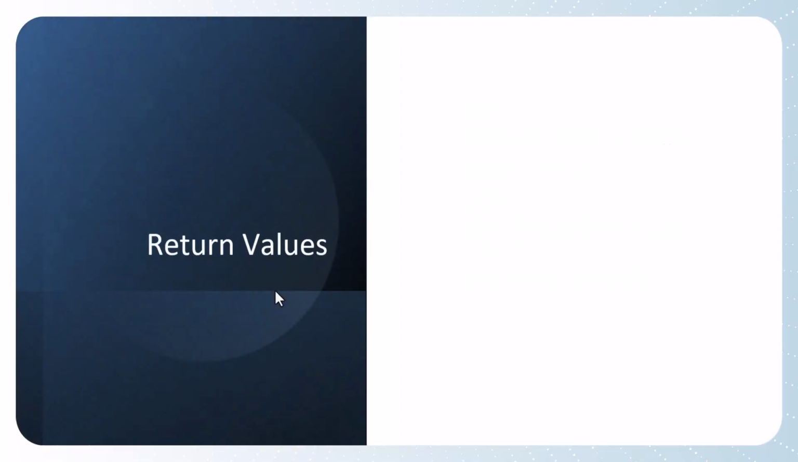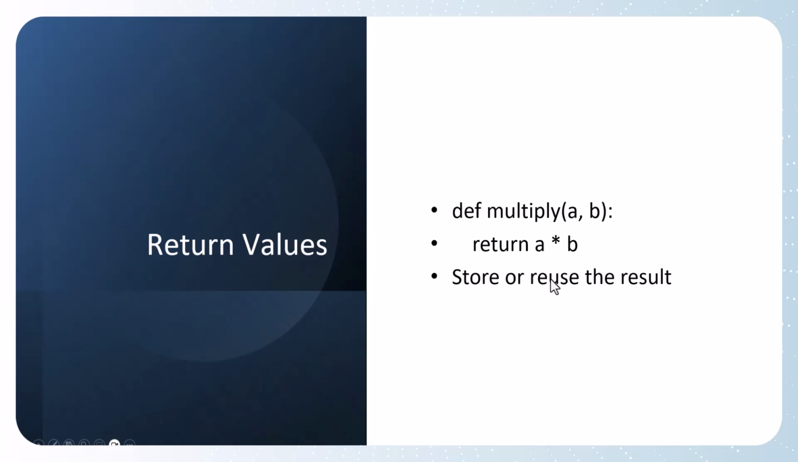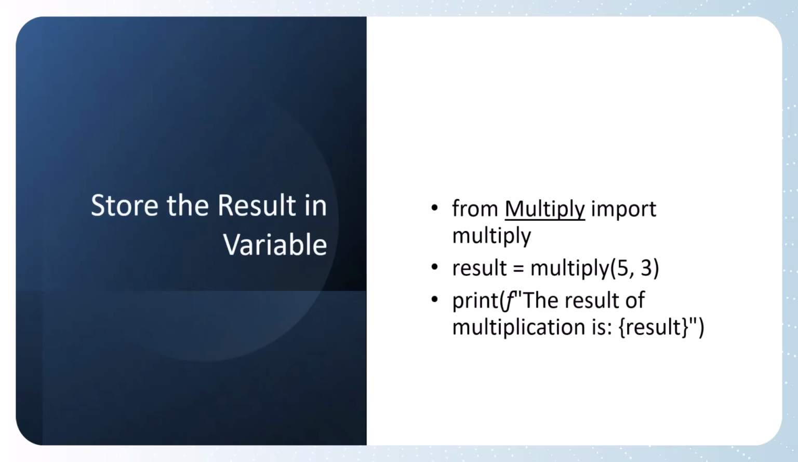Now the next slide is return value. This is the most important because I've created a few examples to show what the return value is and how return values are used. Now def multiply(a, b), as you can expect, returns the multiplication of two numbers, parameters a and b, and stores or reuses the result. So store the result in a variable. This is what we are going to run on Visual Studio Code. From multiply import multiply. Multiply is the file name, and this is the function name, and result equals multiply, passing these two arguments 5 and 3, and the result of this multiplication is the result.